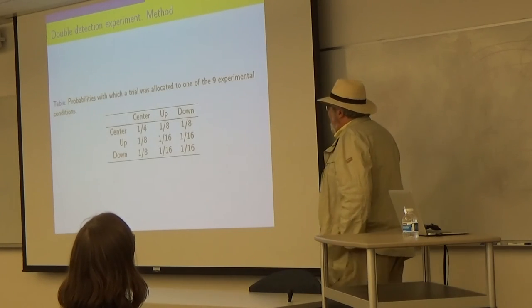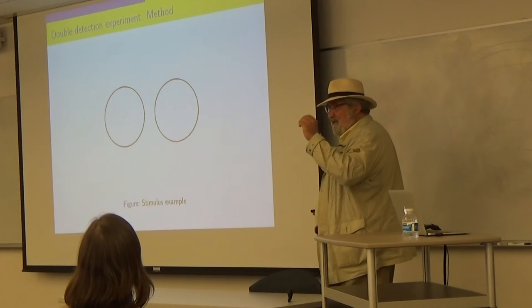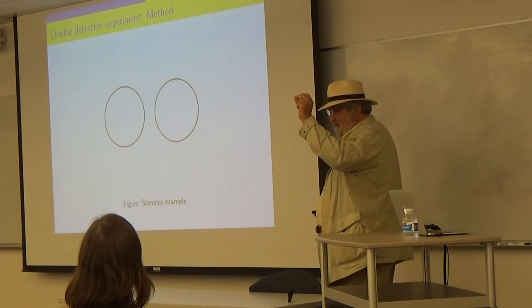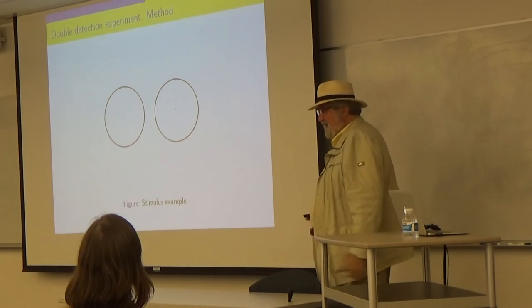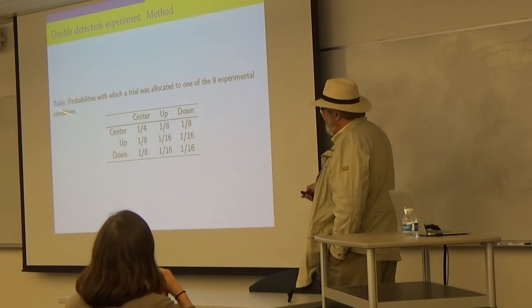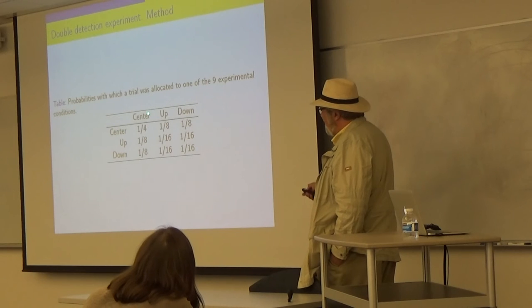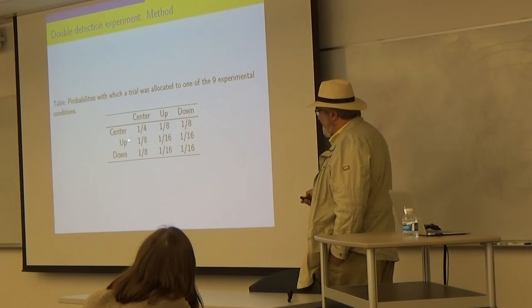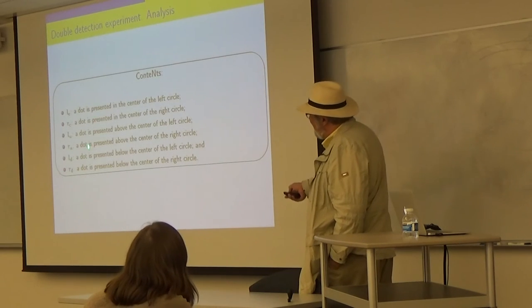Right? So the subject always was determining whether it is shifted. The subject was not asked whether it is shifted up or down, just shifted or exactly in the center. Now this is the experimental design: the proportion of the cases when both were in the center, when one was up and the second was in the center, and so on and so forth. These are the details.